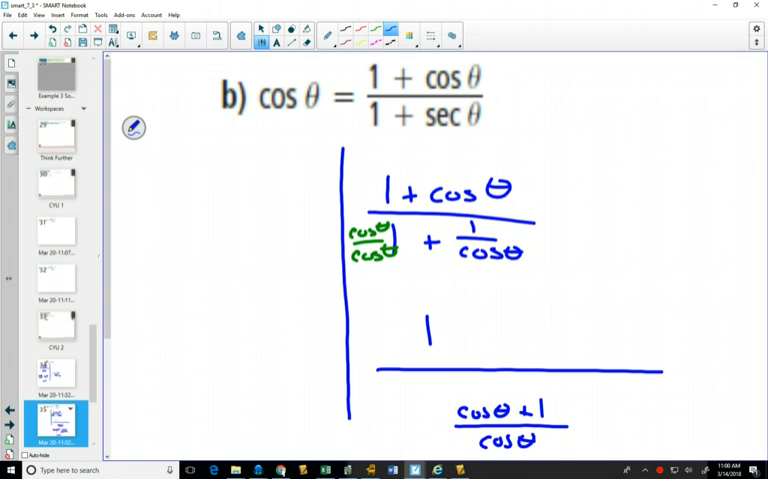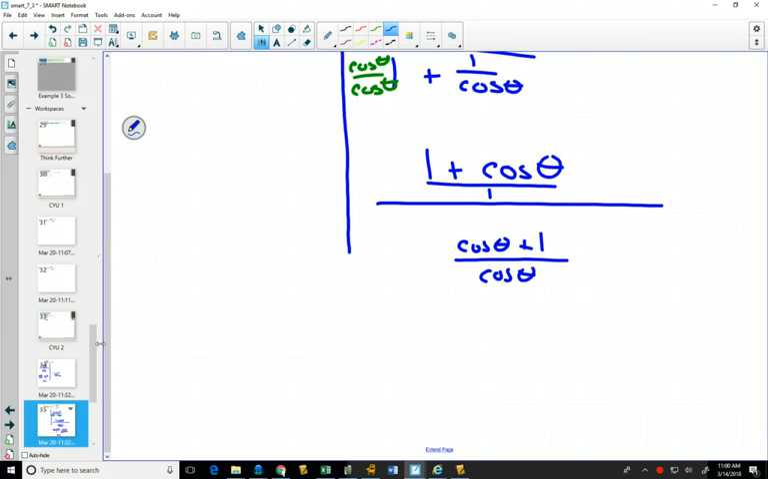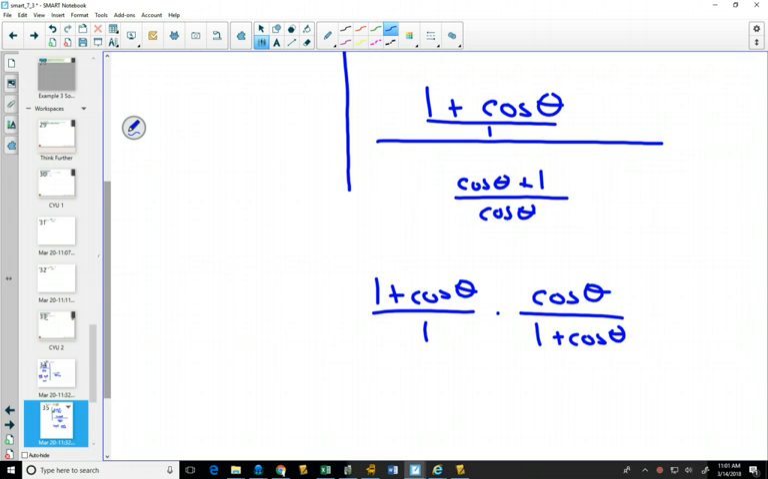Now the top is 1 plus cos theta, and technically, when you have just a single thing on the top of your fraction, you could make that a single fraction by making it all over 1. So I have a fraction in my numerator, a fraction in my denominator, a fraction divided by a fraction. You can multiply by the reciprocal, so what does that look like? I'd have 1 plus cos theta all over 1 times by the reciprocal, cos theta over, and I'm going to write that cos theta plus 1 as 1 plus cos theta because adding doesn't matter the order.